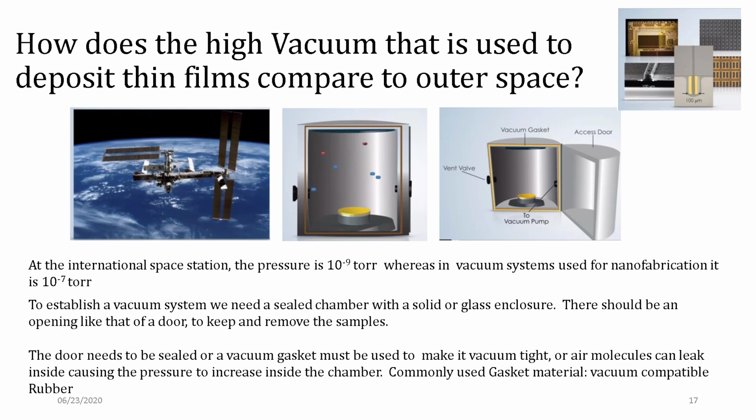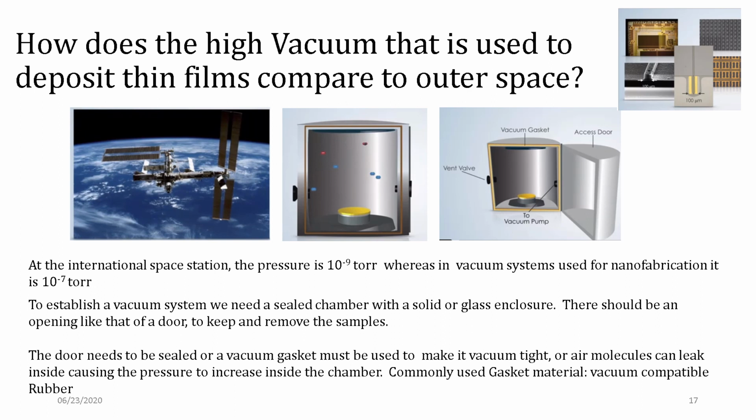If you compare this high vacuum that we use to deposit thin films to outer space, at the International Space Station the level of pressure is 10 power minus torr, and the kind of vacuum systems that we work with is 10 power minus 7 torr.